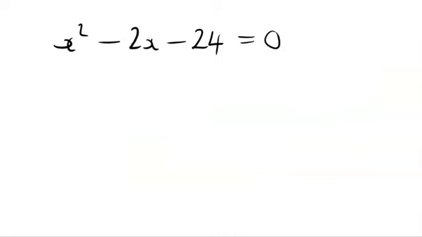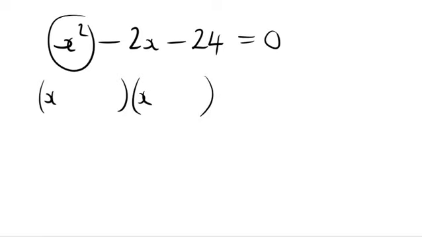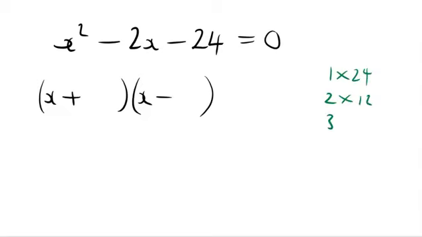Okay, next example, this one here. So once again, I know it's two brackets. I know it's x and x to make x squared here. I know it's a plus sign and a minus sign to get a minus at the end. And then I write down the factors of 24. So 1 times 24, 2 times 12, 3 times 8, 4 times 6.